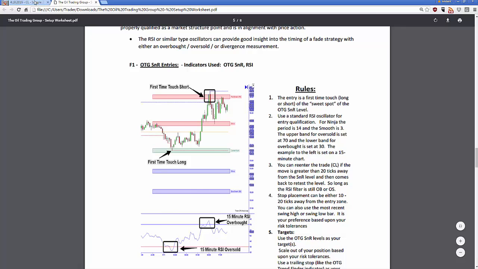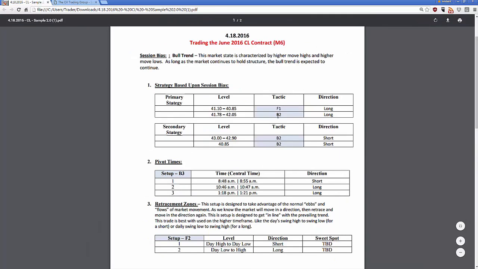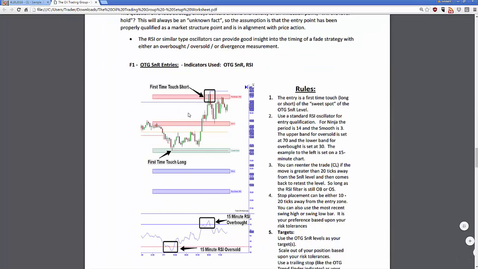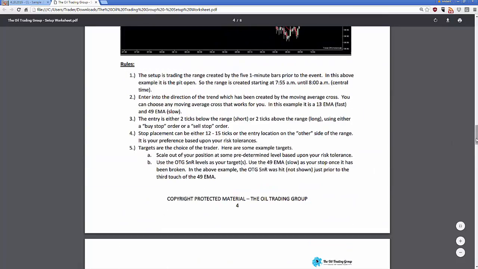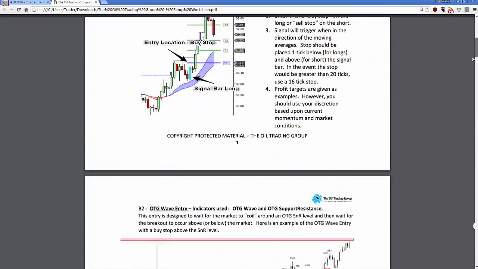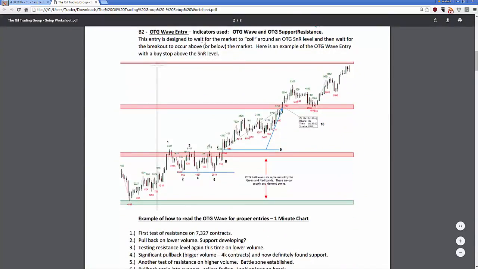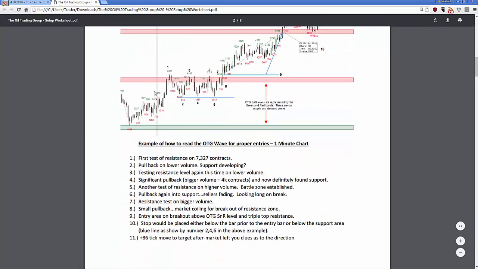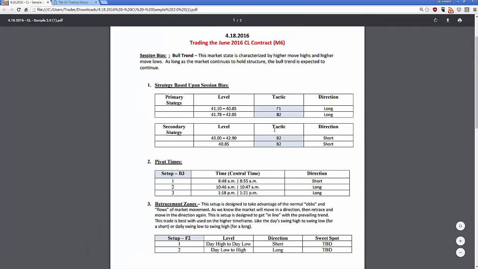All right, same thing with the next level, is a B2 tactic. If it made it down to this level, then you would be using a breakout play at this level. So you go up and you take a look and you say, well, that tactic is B2. Here's B2 tactic, the OTG wave entry. And it gives you a set of rules how to play that entry and a chart example of how to get in and play that particular entry. So that's your trade plan for the day.